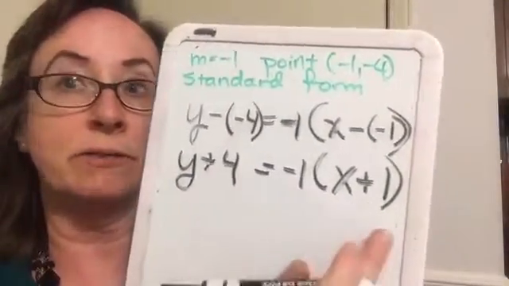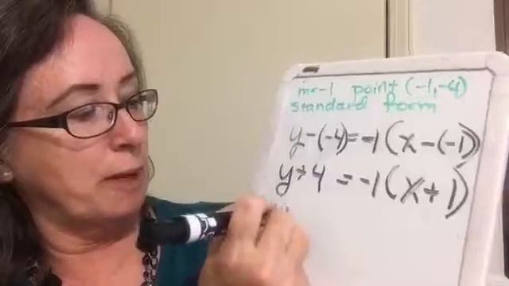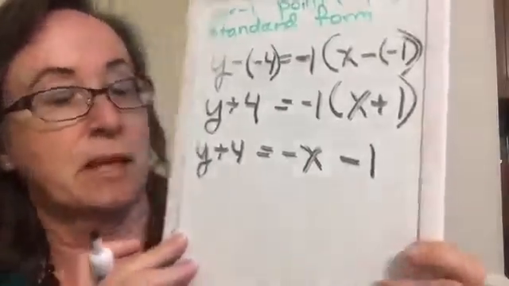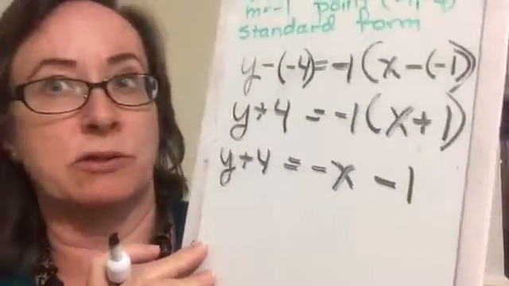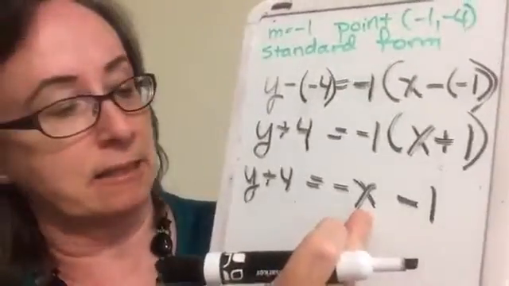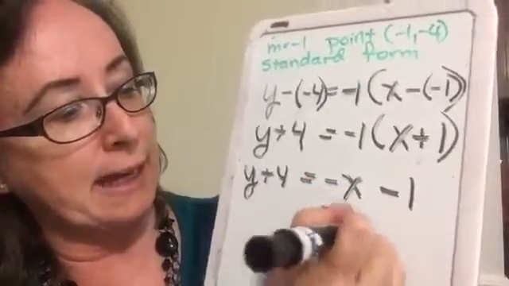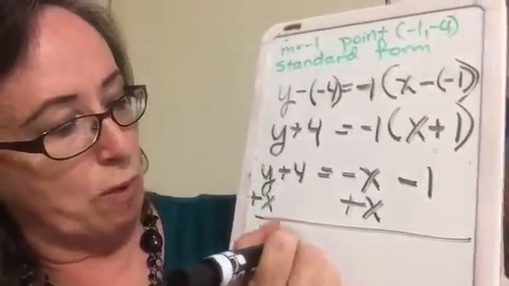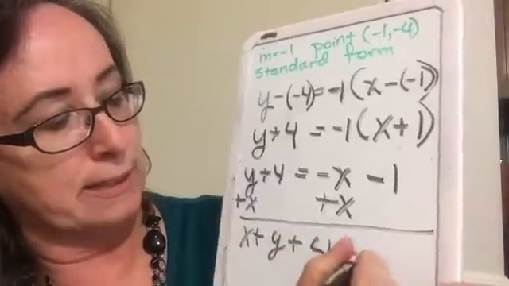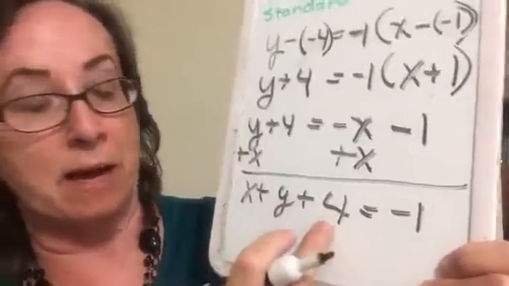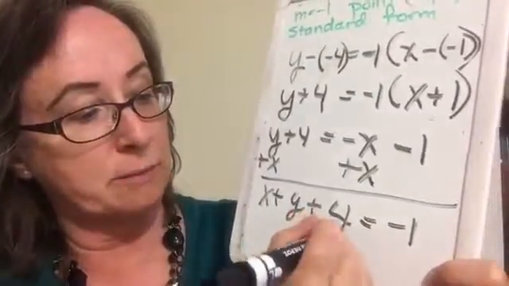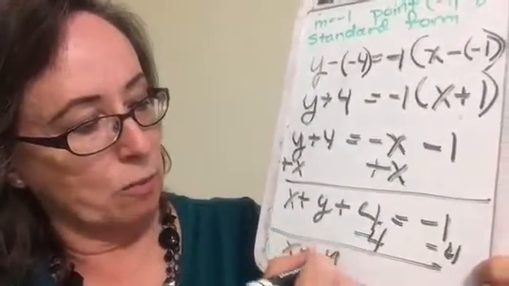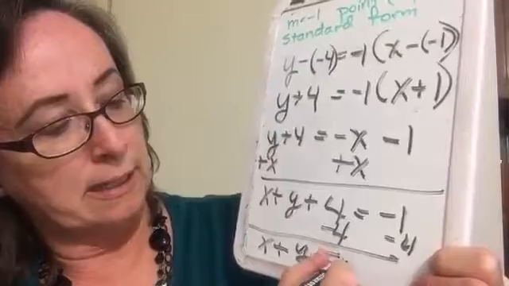So now this -1 is going to distribute through, and we're going to have y plus 4 equals -x minus 1. And now I'm close, right? I need to get this x over to the right. So I'm going to add an x and add an x over here. So I wind up with x plus y plus 4 equals -1. And then I need to send my 4 over here, subtract 4, subtract 4. So we get x plus y equals -5.